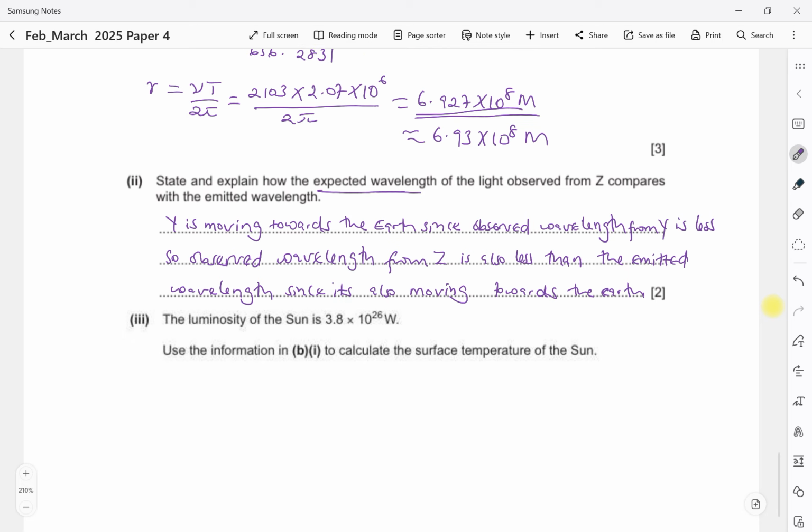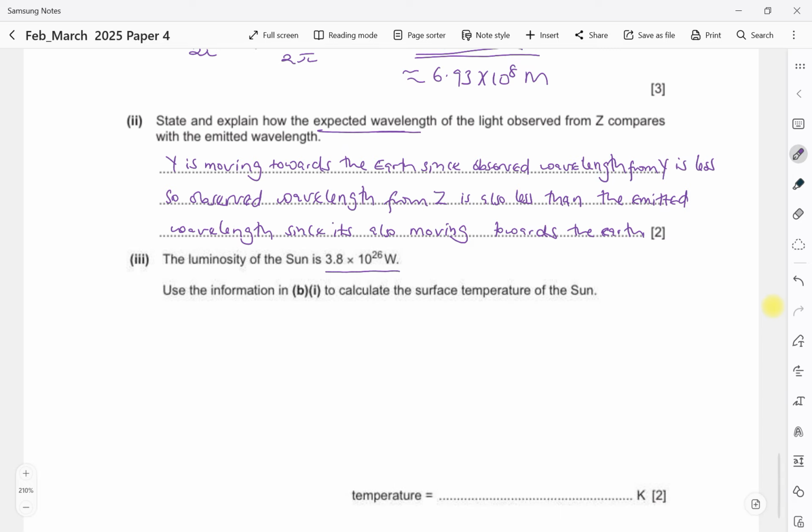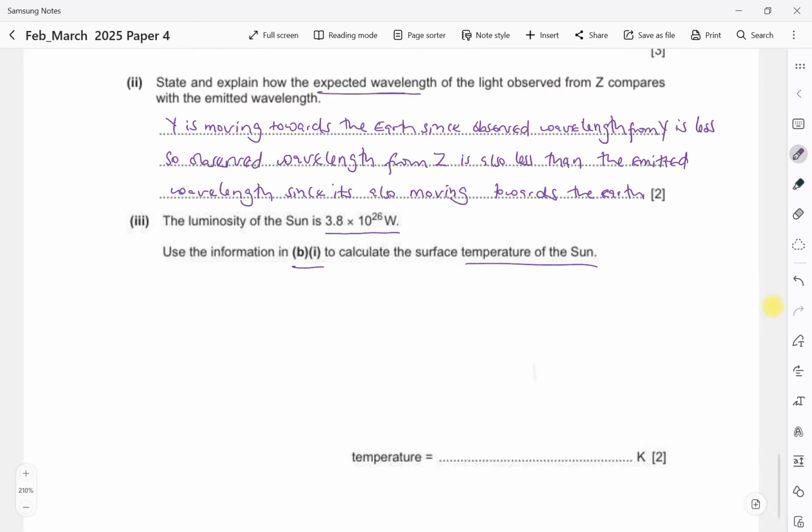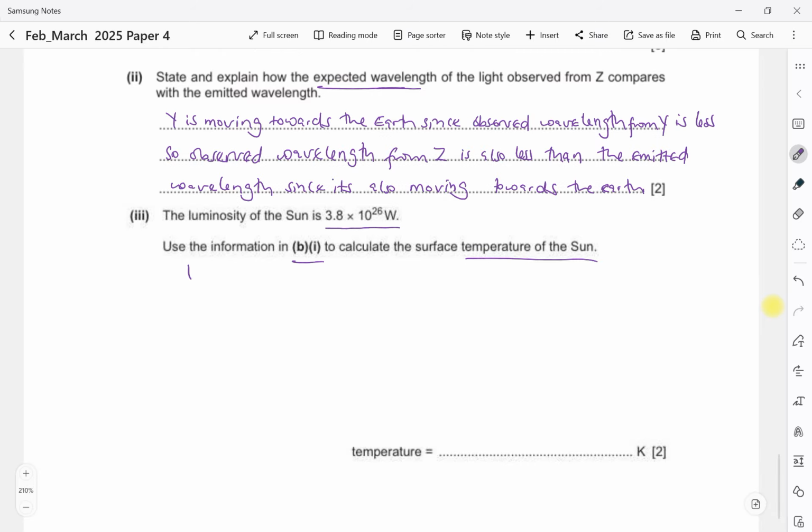Okay, then the luminosity of the sun is 3.8 times 10 to the power of 26 watts. Use the information in B Roman 1 to calculate the surface temperature of the sun. Of course, the equation relating luminosity and temperature is given in the list of formulae, that luminosity L equals 4 pi R squared sigma T to the power 4.